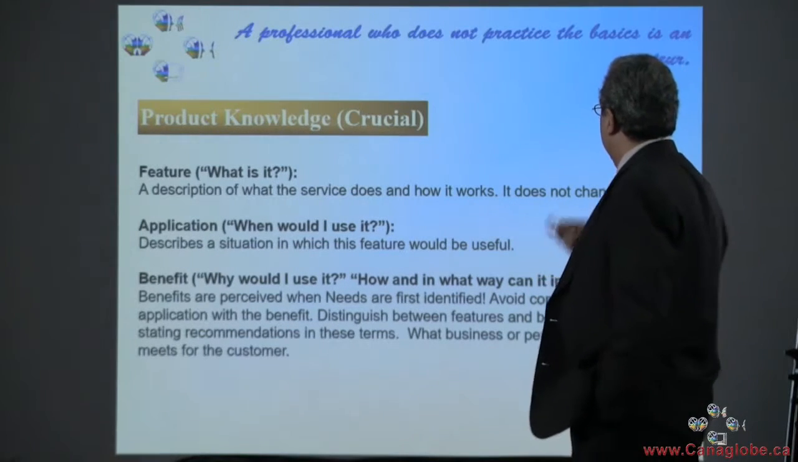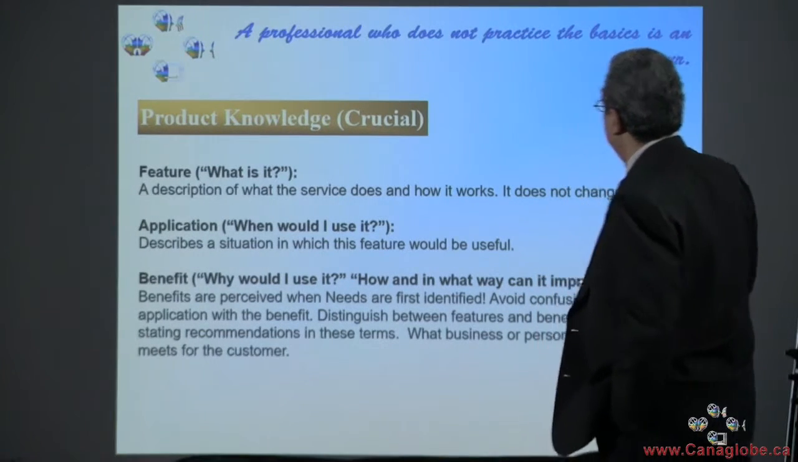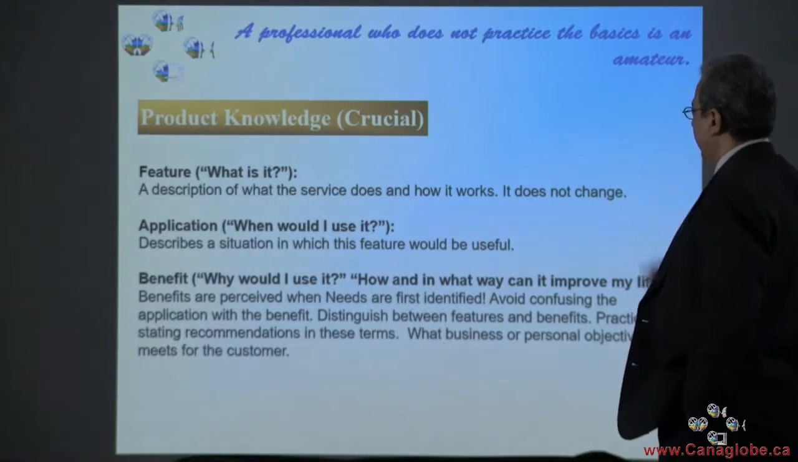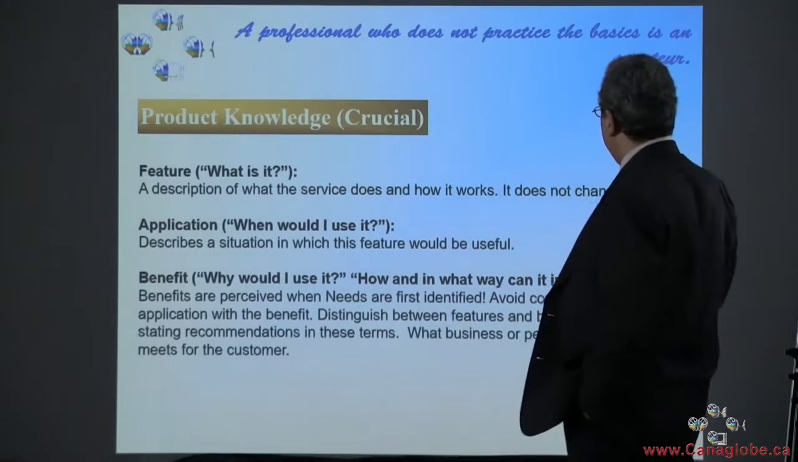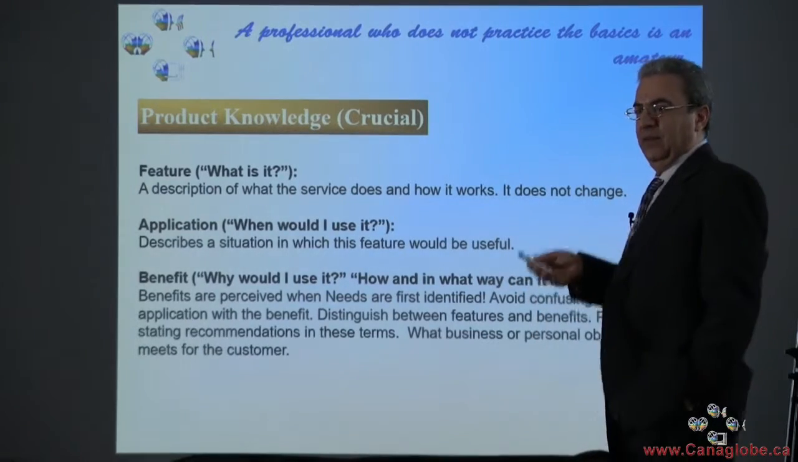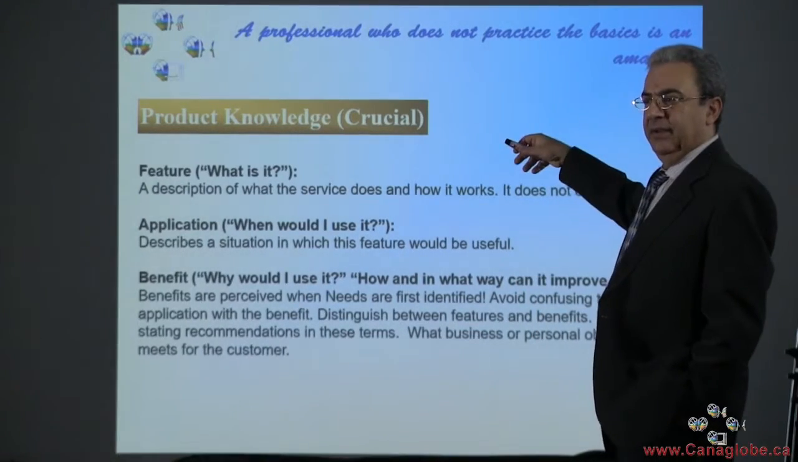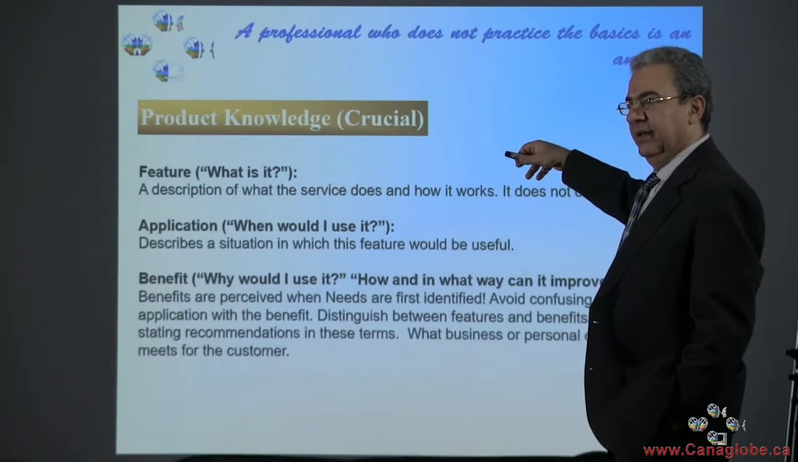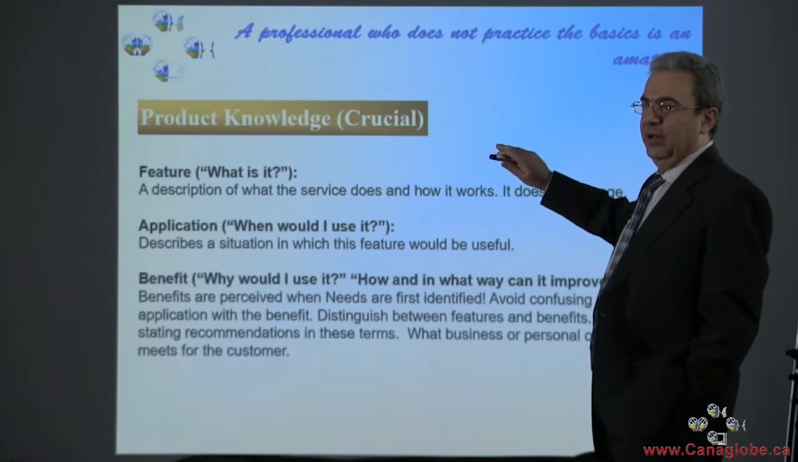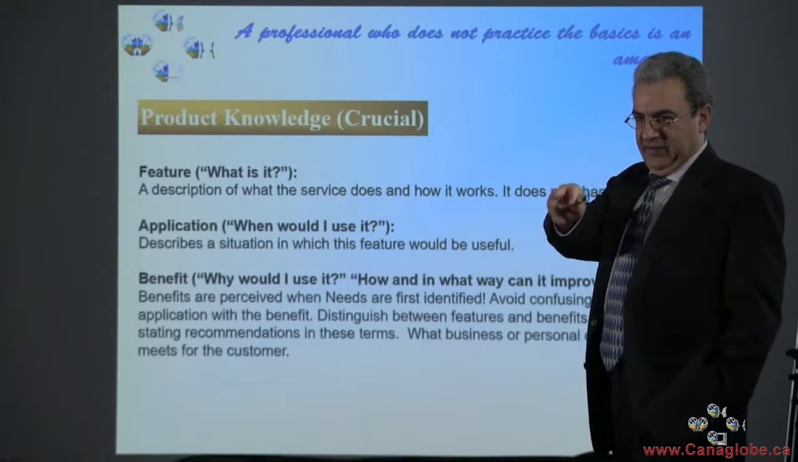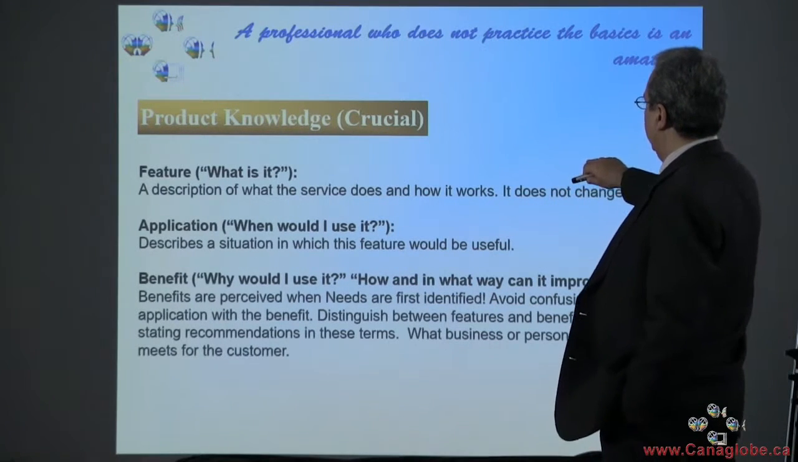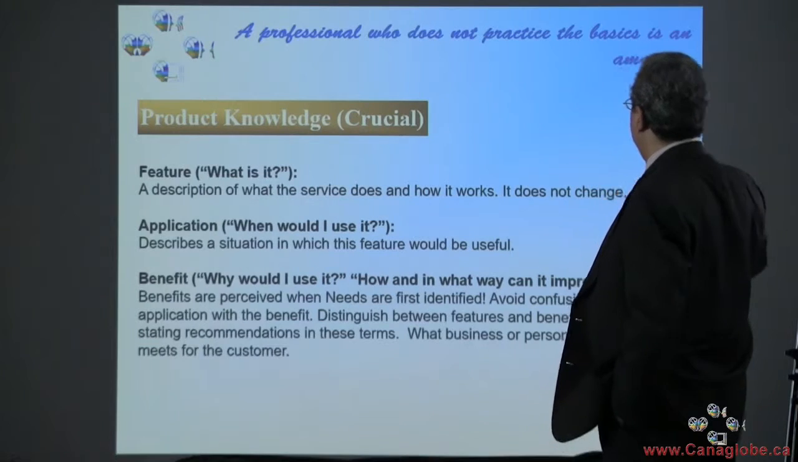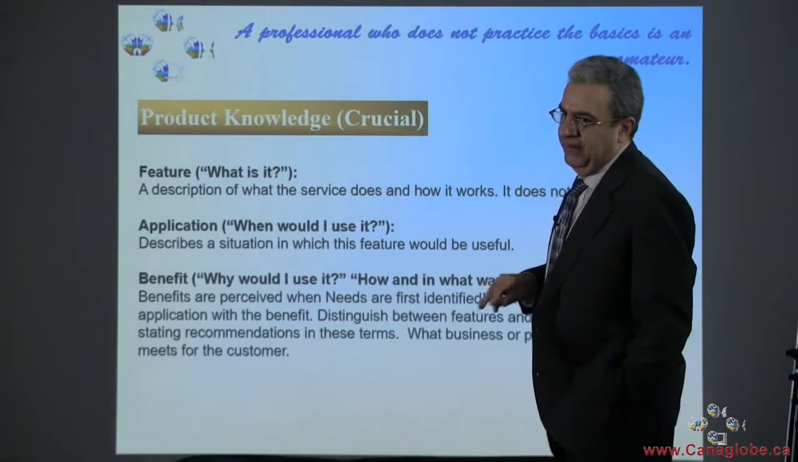A description of a described situation. That is another thing. What it is, when should I use it? That is, describe your advantages. And now we focus on benefit, because those two parts are very easy. Advantages sometimes become tricky because they mix with the benefit. But with the benefit, why would I use it? And in what way can it improve my life?